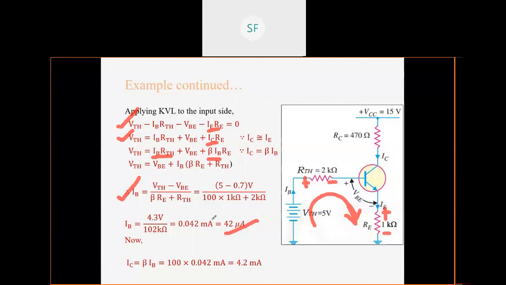Microampere: what is the meaning of microampere? Micro stands for 10 to the power minus 6. Milli means 10 to the power minus 3. So here you can observe that there were 3 decimal points. So what happened? Milli was already 10 to the power minus 3, so minus 3 minus 6 makes it minus 9.